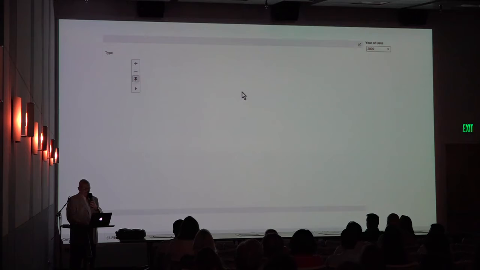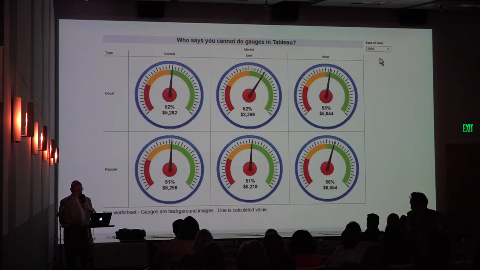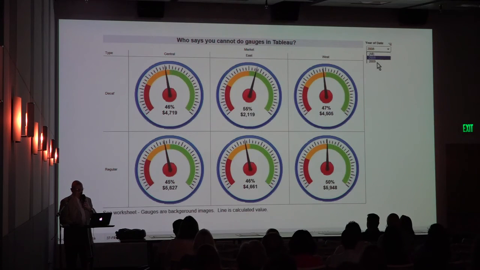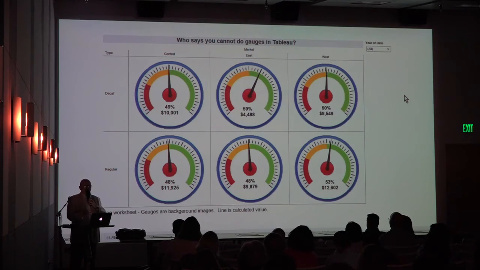Tableau cannot do gauges, can they? Each one of these is an image. The needle itself, a little trig function to decide where in that 360 degree circle it's going to be drawn.